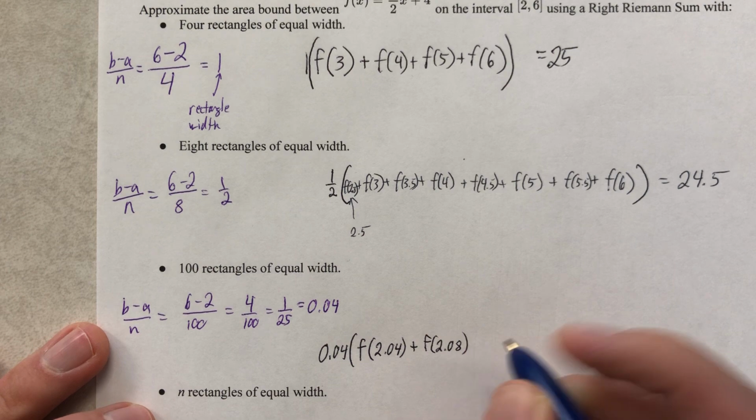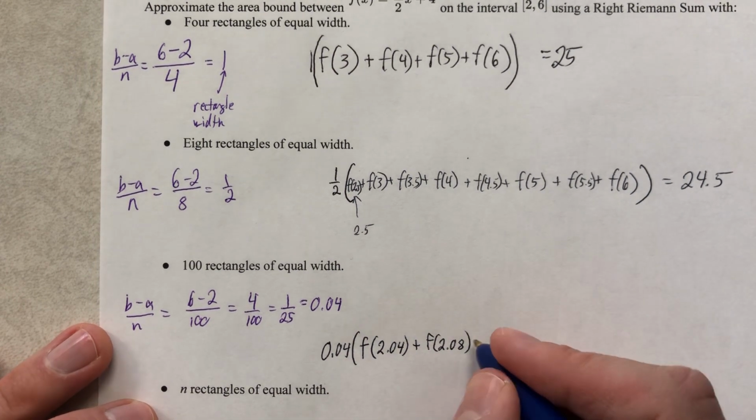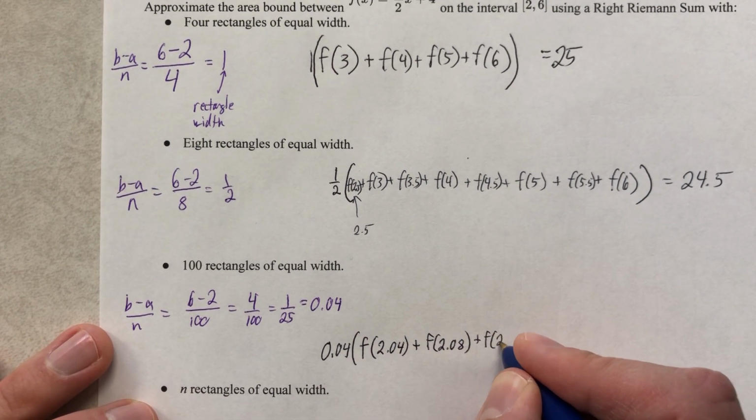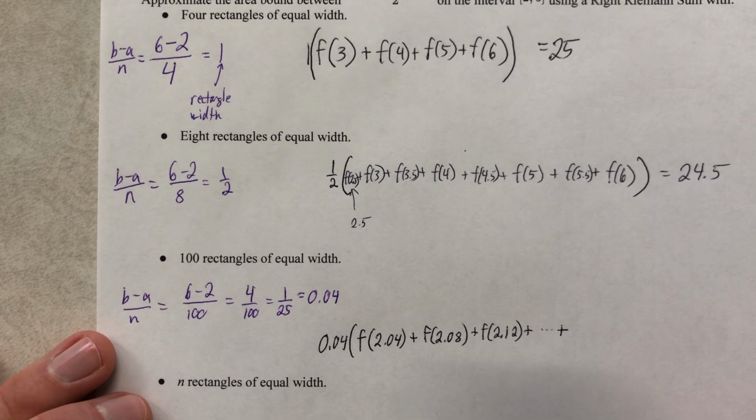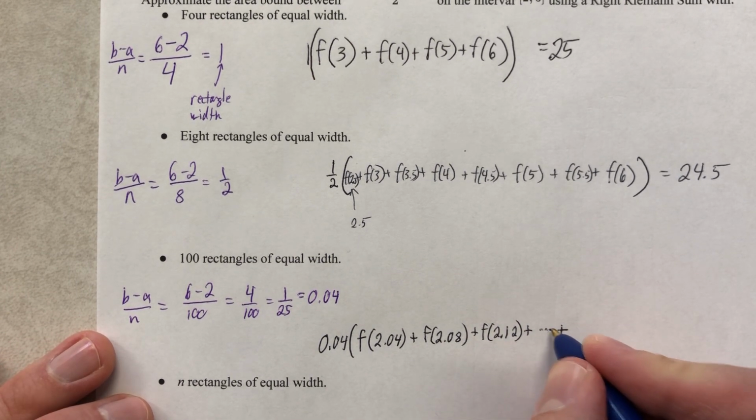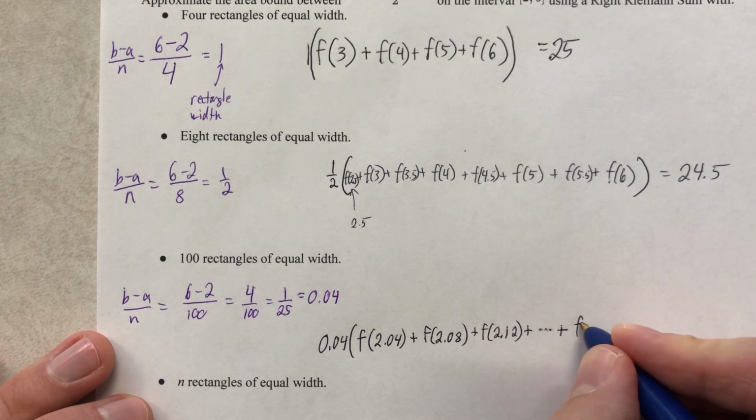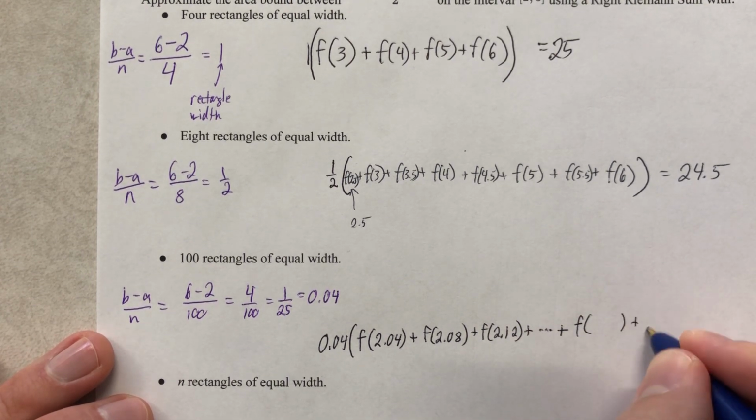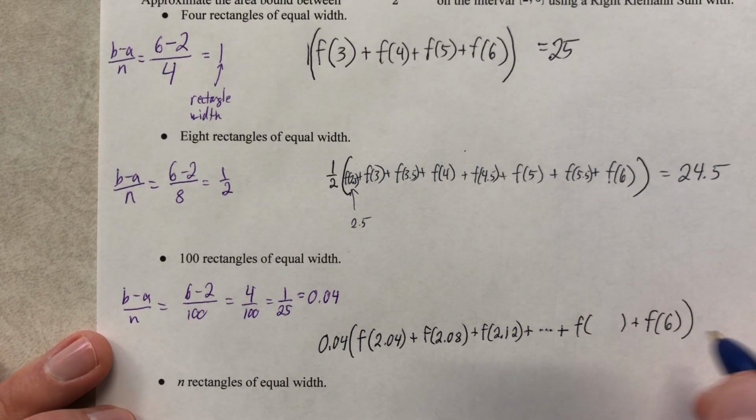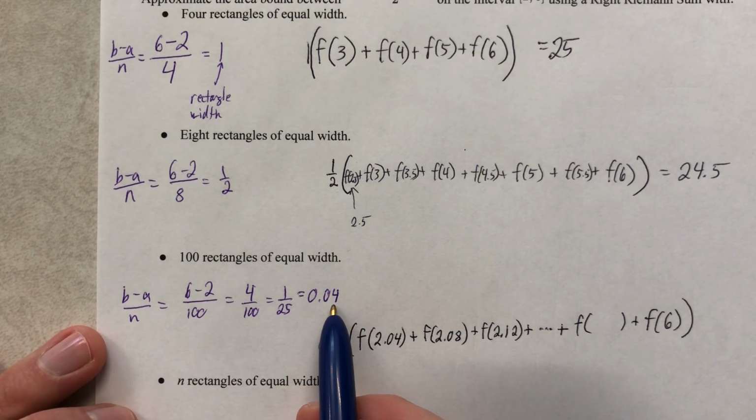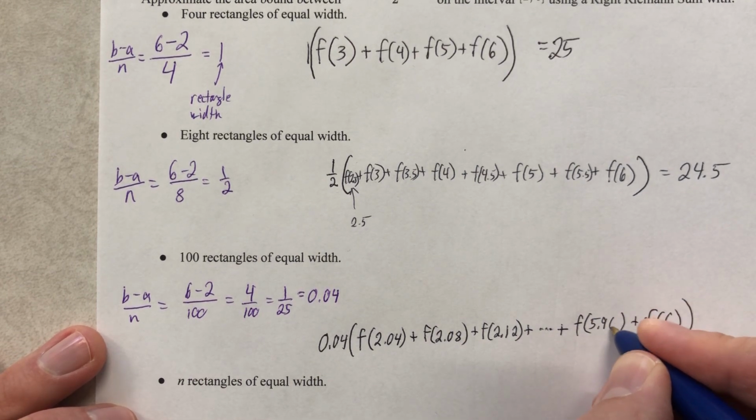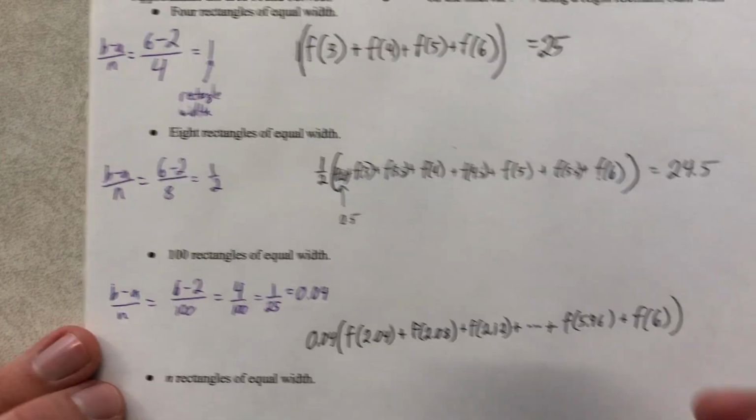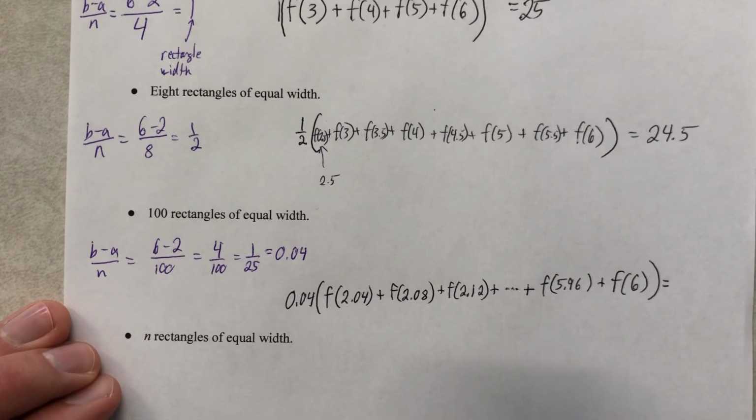2.08. Whoa, where'd that come from? I'm adding 0.04 every time. And then f of 2.12, I'm adding 0.04. Now, this is going to get really old really fast. So we just put a few dots in between a couple plus signs showing that the pattern continues, and we're going to go ahead and end it with the last 2. The very last one is f of 6. The one before that is 1/25th away from that, which is 5.96.